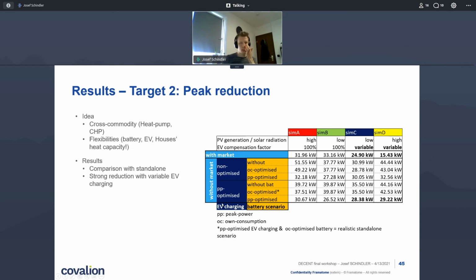I will not talk very much about this, but in general, PP means peak power, and OC means own consumption. So with the peak power optimized EV charging behavior and peak power optimized battery scenario, we derived the most competitive peak power reduction for the standalone participants. But with the market, we could even get a much better peak reduction.